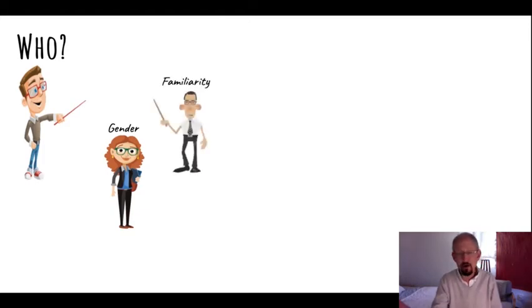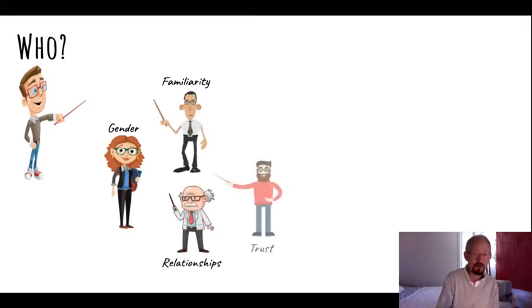Familiarity. I know you, I don't know you. If I don't know you, I'm out, right? So for some kids, it'll stop right there. Familiarity will cause potentially some challenges for some children. Familiarity, of course, is related to other things, which is the relationship piece and the trust piece.